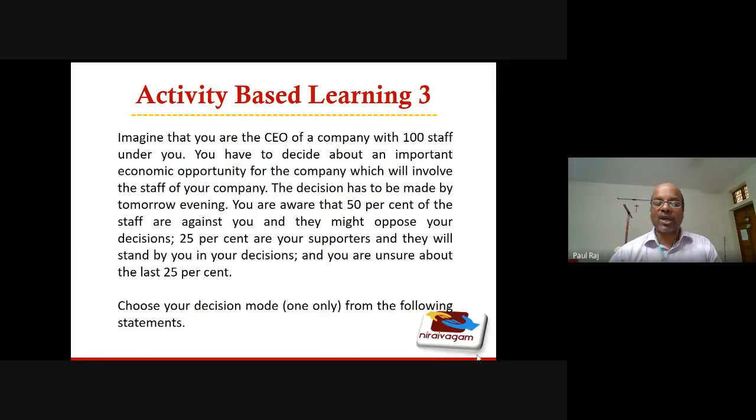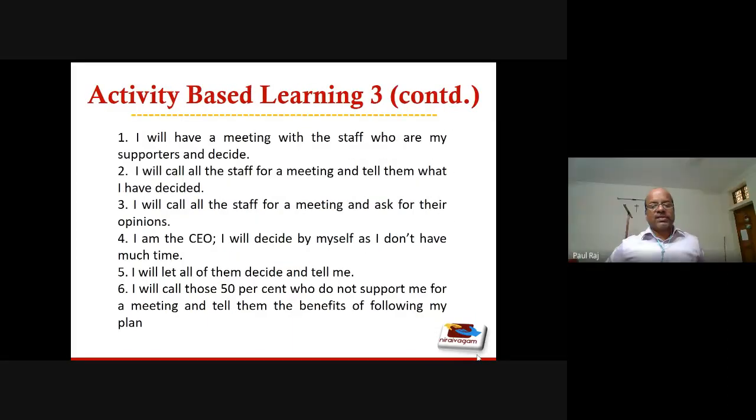You have to make only one choice from the 6 choices that I am giving you, which probably will tell something about you. That I will reflect with you a little later. I will give you 1 minute to go through the choices and choose any one. Some of you can also say those choices and give your reasons, or you can type in the text column. The 6 choices. I will have a meeting with the staff who are my supporters and decide.